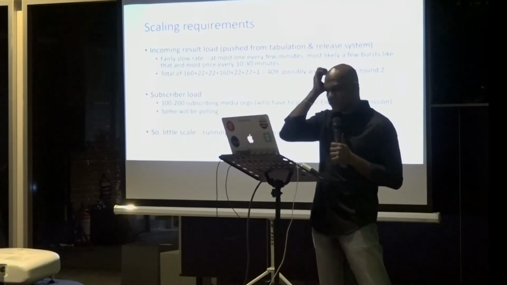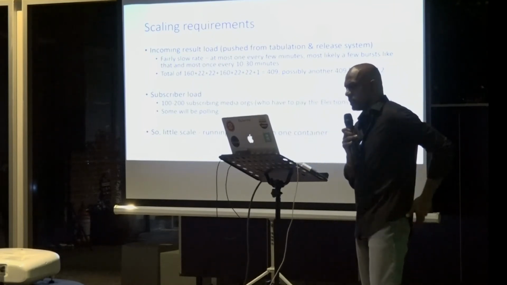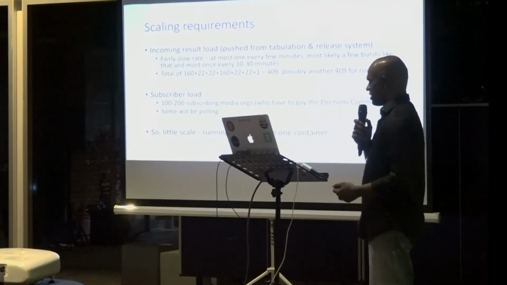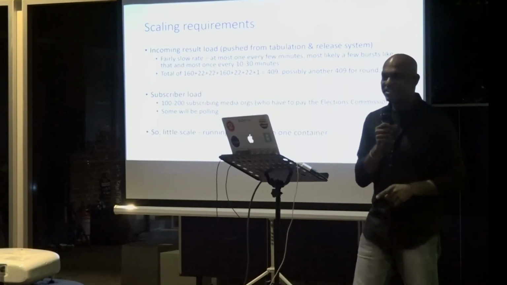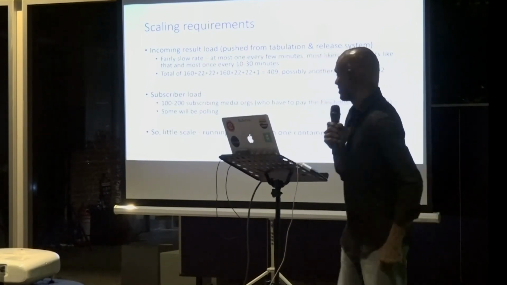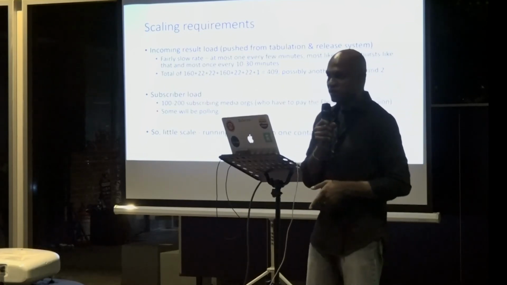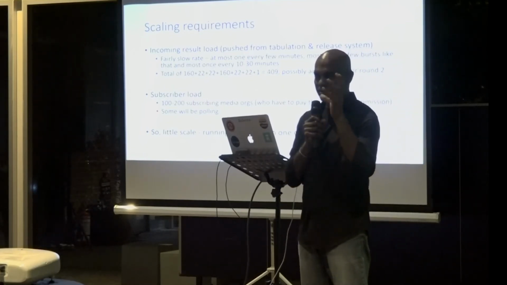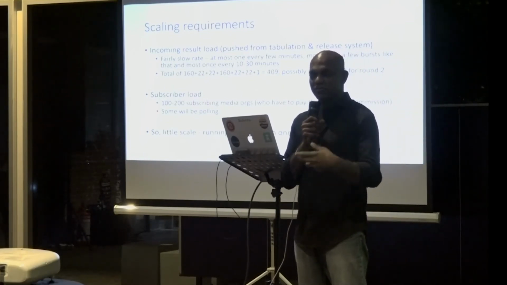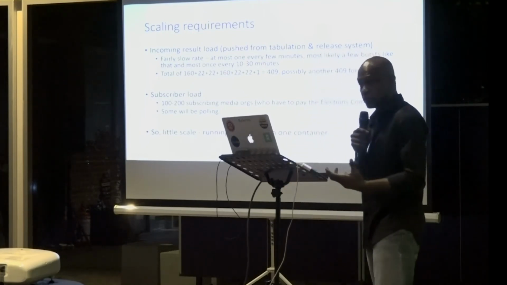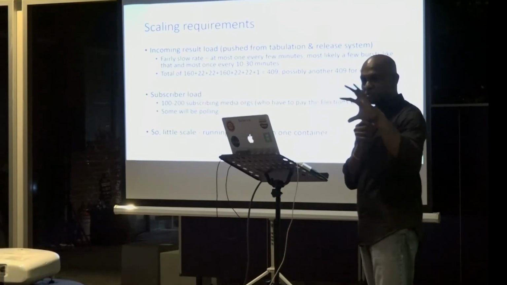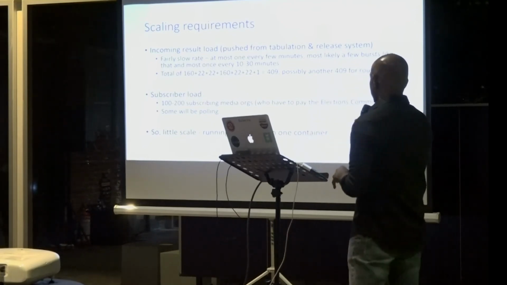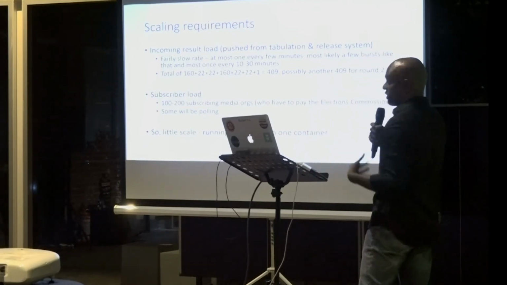From a scaling point of view, it's really not a big deal. The incoming result load is quite small. So the formula is we get 409 or 818 results coming out. I can explain that. We have 160 polling divisions, so that's a unit of result that we get. We have 22 districts. Every district has a postal vote, which is like a polling division. So it's 160 plus 22. And then you have 22 districts.